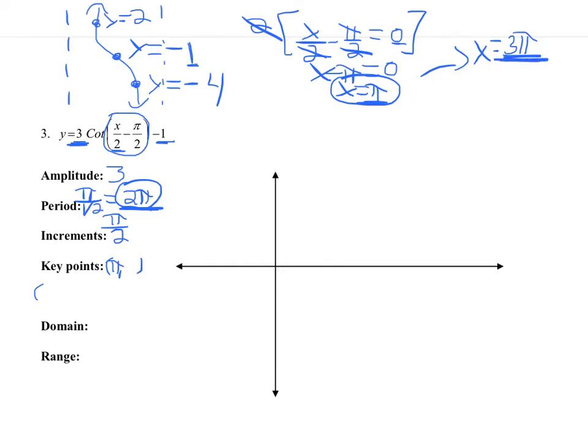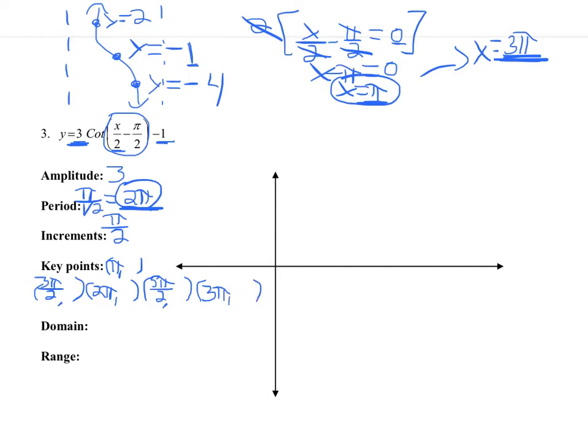Okay, I'm going to keep adding pi over 2. So if I add pi over 2 to pi, that's going to give me 3 pi over 2. Okay, add pi over 2 to that, I get 4 pi over 2, which is 2 pi. Add pi over 2 to that, I get 5 pi over 2. And if I add pi over 2 to 5 pi over 2, I get 6 pi over 2, which is 3 pi.